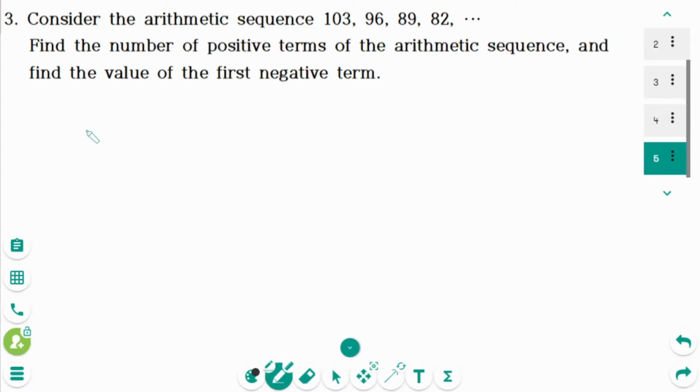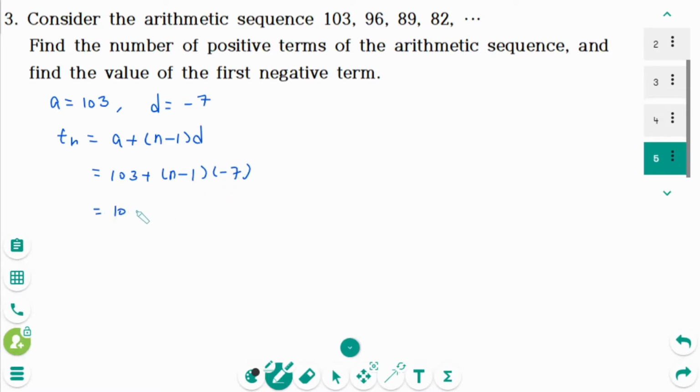Number 3, the first term a equals 103. The common difference d equals minus 7. General term tn equals a plus n minus 1 d. Then tn equals 103 plus n minus 1 times minus 7. Then expand: 103 minus 7n plus 7. So 110 minus 7n.